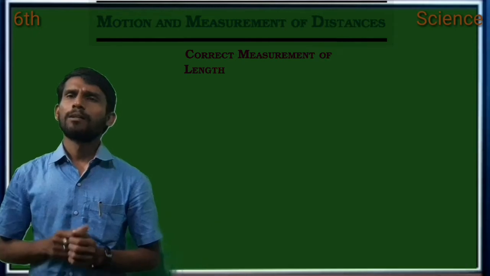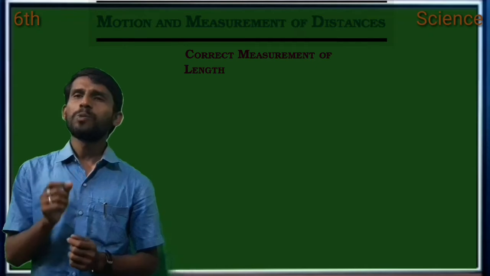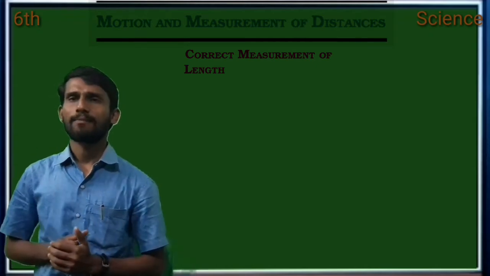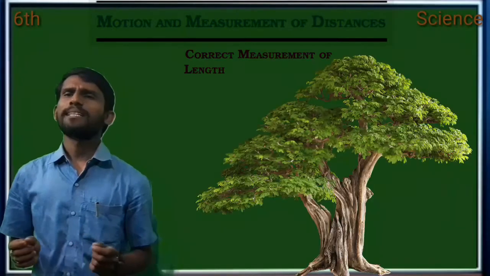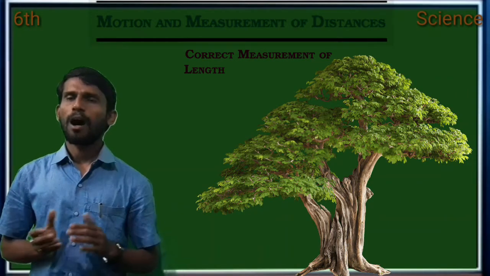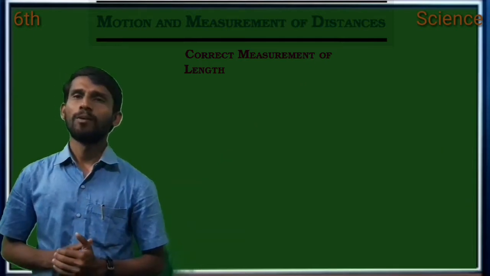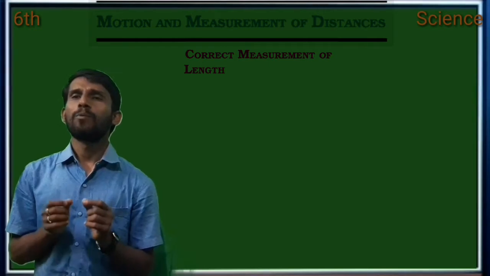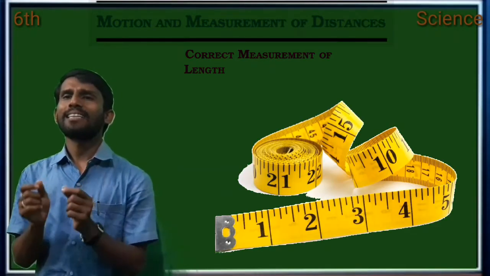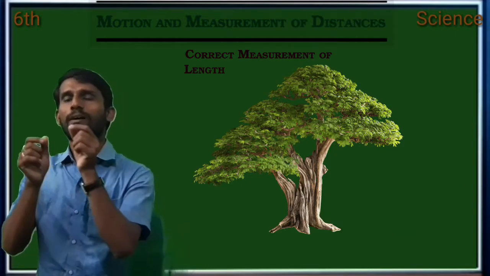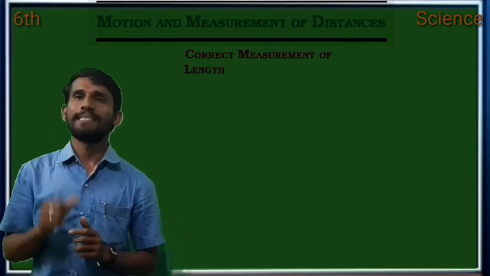Dear student, for measuring the length of an object, we choose a suitable device. For example, you can't measure the girth of a tree or the size of your chest using a meter scale. To measure this, we need a measuring tape, because to measure the girth of a tree or the size of our chest, a measuring tape is the more suitable device.